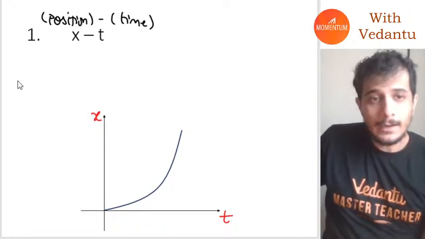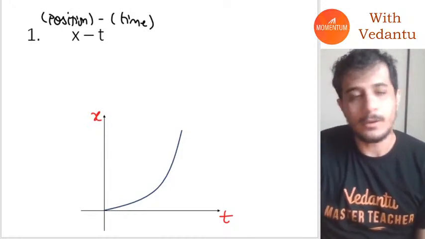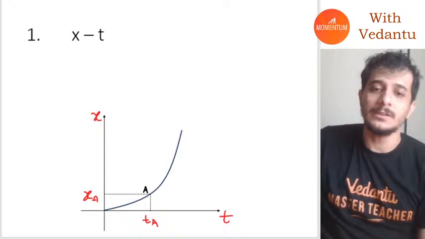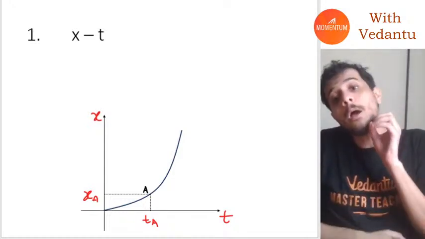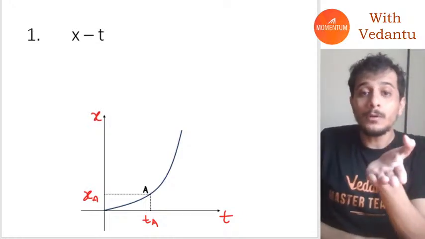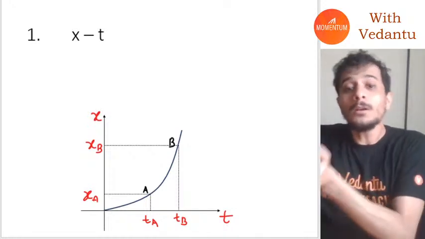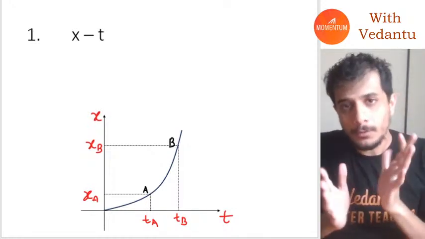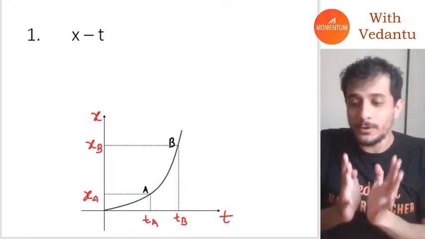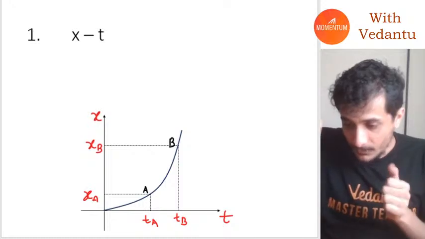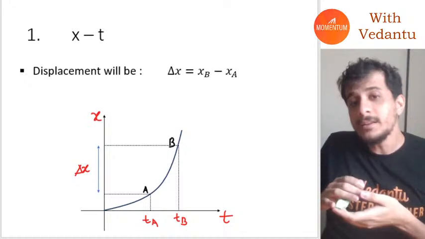If an x versus t graph is given, what exactly do you understand from it? If you mark a point A on it, let's say the position at point A is xa and the time at point A is ta. From this graph you can determine that at time ta the particle was at xa, and similarly at time tb the particle was at xb. So you know the position of the particle at each point of time.